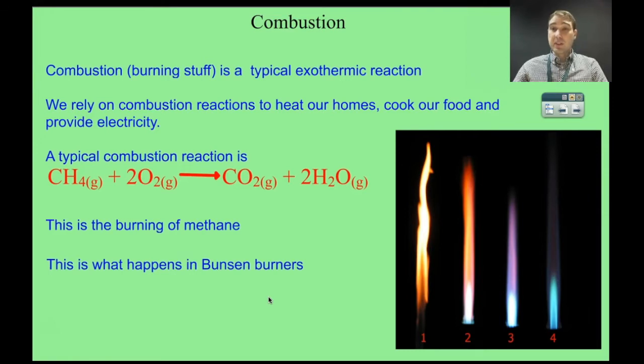So combustion is burning things. We rely on burning things to heat our homes, cook food, provide electricity in many places. This is a typical example of a combustion reaction. We have a fuel containing carbon and hydrogen, we're burning it in oxygen, and our only products are carbon dioxide and water. So this is what we call complete combustion. And that's the nice pretty blue flame we have over here. Whereas over here we have a yellow flame, that's the result of incomplete combustion. We're going to talk about that later on.